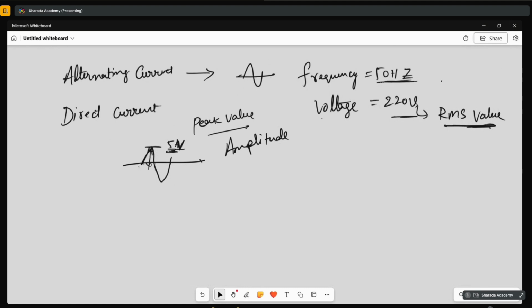RMS value means, see, continuously if it is changing, how much is its value? That is, instead of AC, if you have applied the direct current for the same time, how much current would have been utilized?